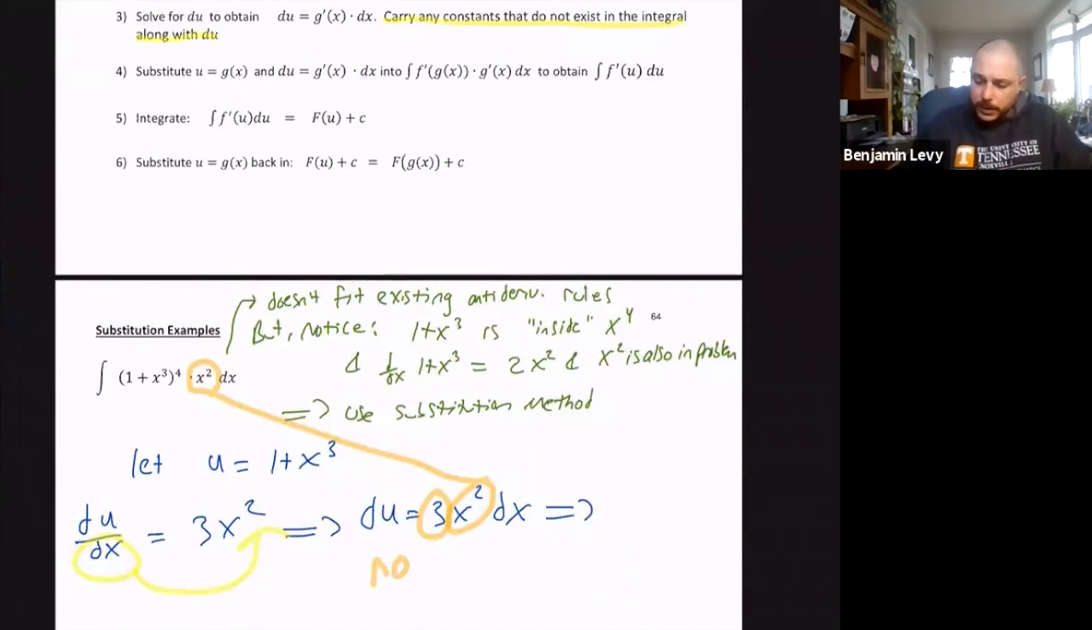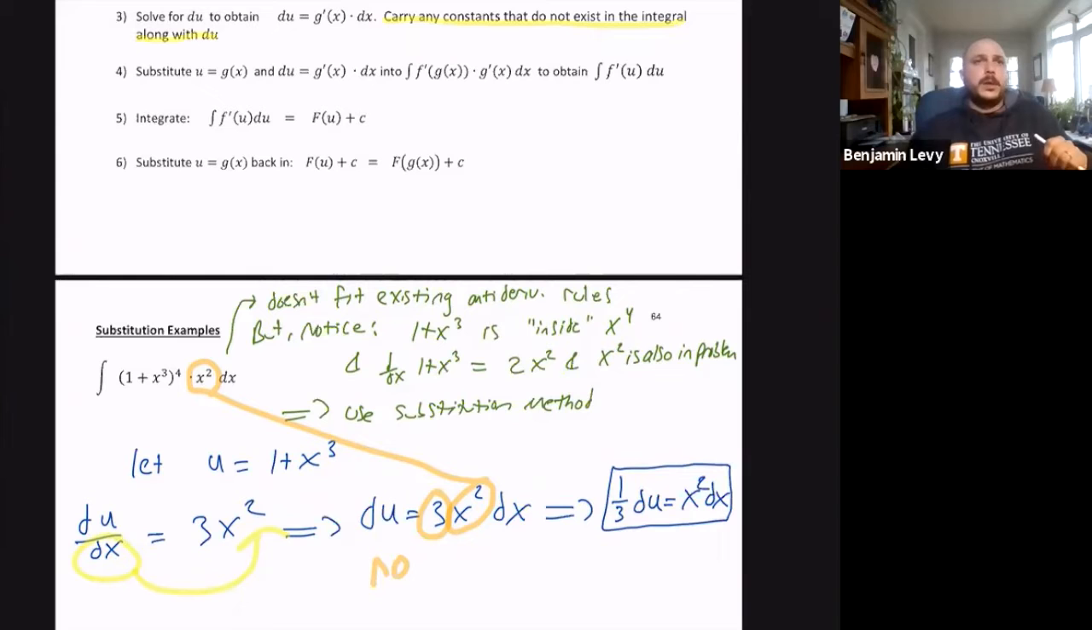And so in other words, when you divide by 3, 1/3 du equals x squared dx. And that is something that's going to be important, and maybe you'll see why in a second. I'm not going to explain too many details before we finish this one, and you can let me know what that looks like.